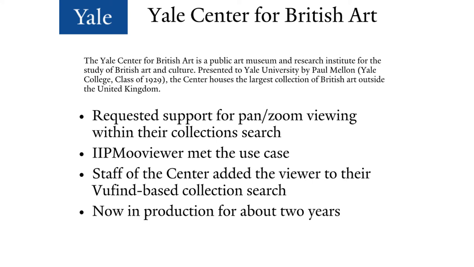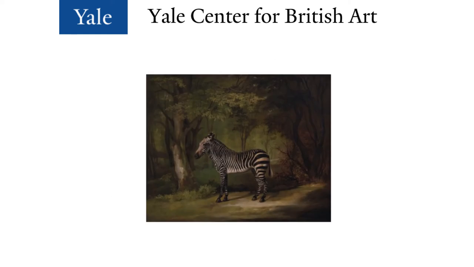So Michael has some specific requirements from the Yale Center for British Art. They wanted support for panning and zooming, and they are using the IIP Move Viewer. So this is part of their stack, and they wanted to keep it that way, as well as some other discovery and support issues that they handle, which means they're serving out a lot of large paintings in a uniform way for the Center for British Art.